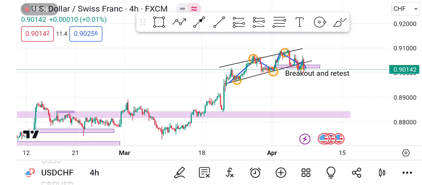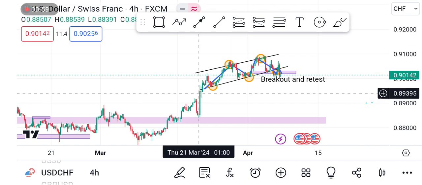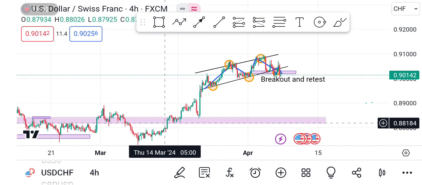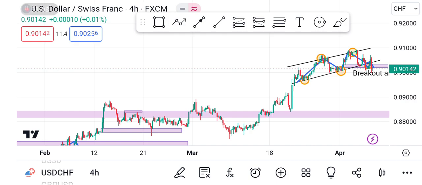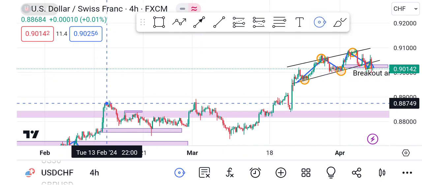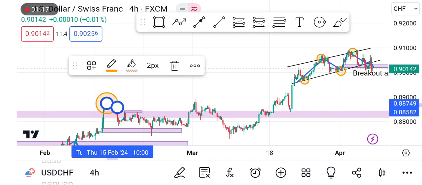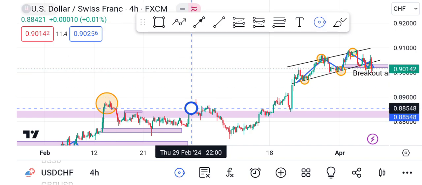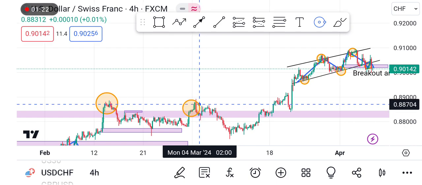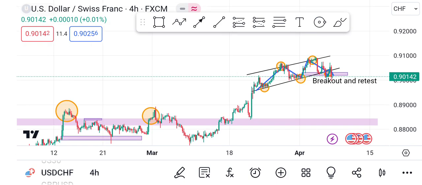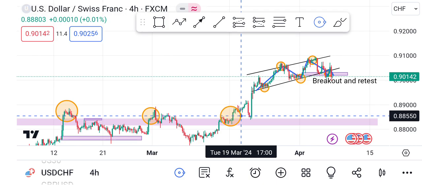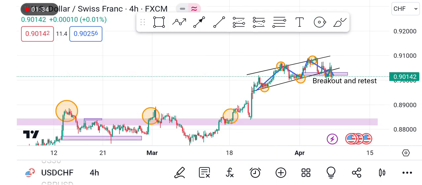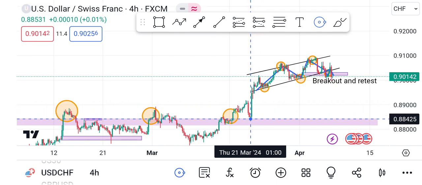Alright, so a few days back we observed that USDCHF created a level of resistance where price couldn't break higher at this point. Price couldn't break higher at that point. Price also couldn't break higher at this point. Then price broke out at this very point. Then here we have the retest.